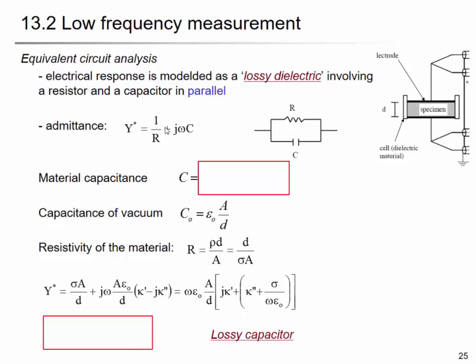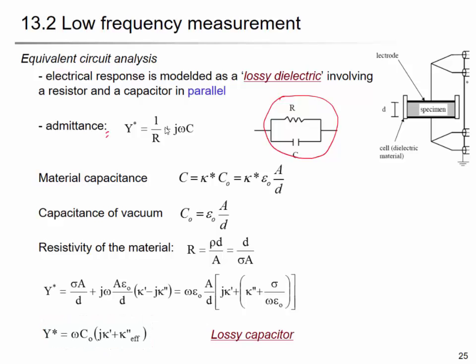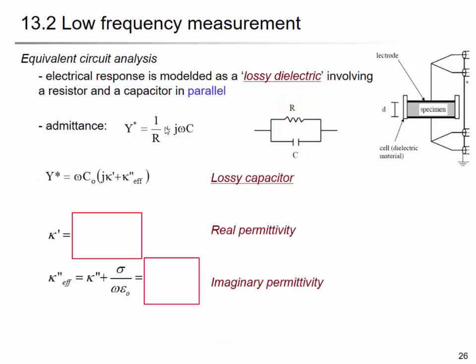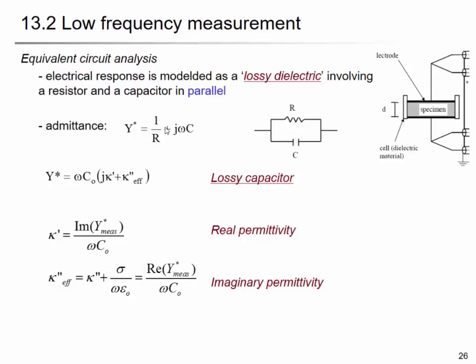So if we model the soil as this lossy dielectric material with the R and C, then as we derived before, we can calculate the admittance. This is the same as what we just derived in the note, and the final form is omega times C naught. Here C naught is the capacitance in vacuum, which is given by this geometry D and A, and j kappa prime plus kappa double prime effective. Then, if we extract the imaginary value, we get the real permittivity, and from the real value, we get the imaginary permittivity.